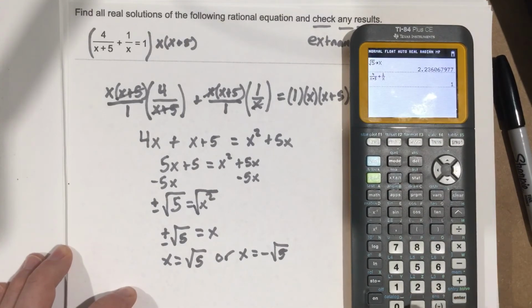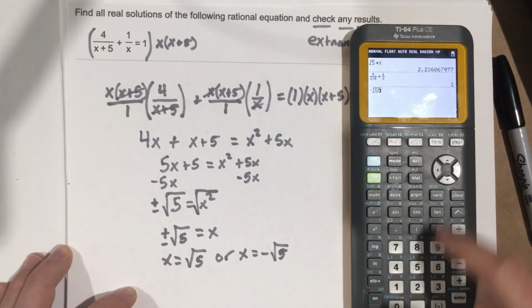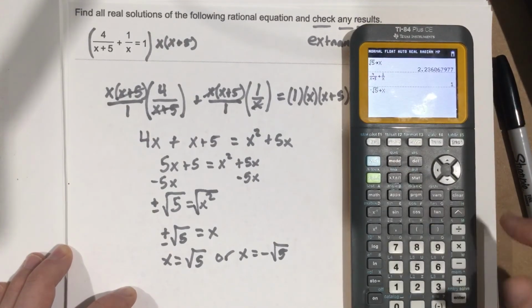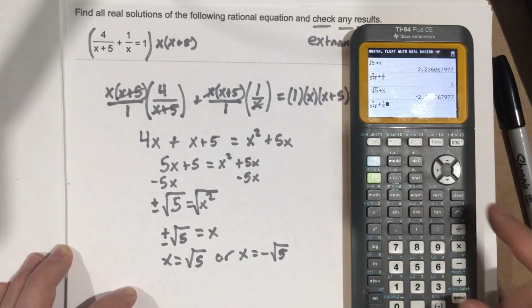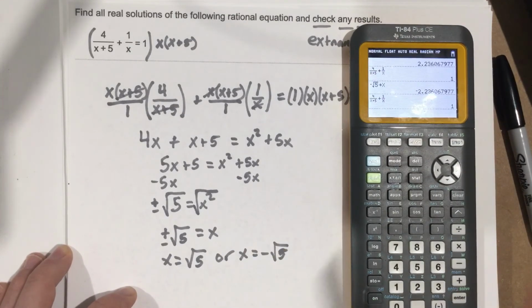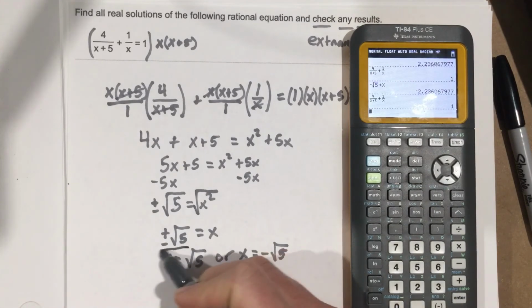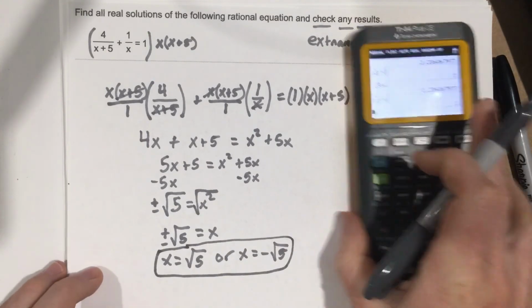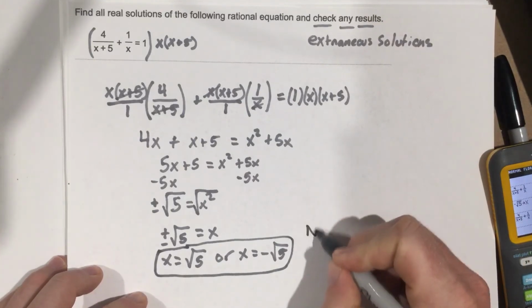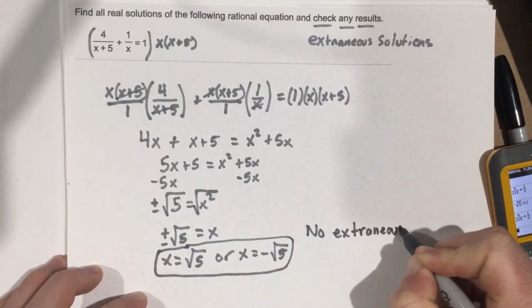So now I'm going to do negative root 5. So negative root 5, and I'm going to store it as x. I'm going to go grab this function again, hit enter, and if I get 1 again, then this is a solution as well. I do get 1, so my solutions here are x equals root 5 and x equals negative root 5, and I can say that there are no extraneous solutions.